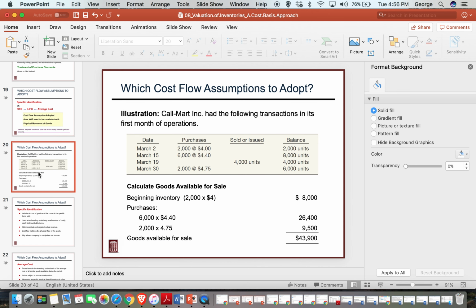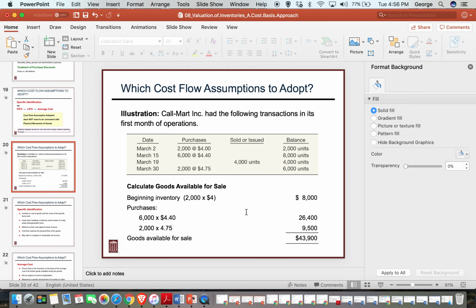All right. So CalMart had the following transactions. First month of operations. We need to compute their goods available. Our beginning inventory was March 2, 2,000 times 4. And then I had two purchases: a purchase on March 15th, 6,000 times 440, and then a purchase on March 30th, 2,000 times 475.